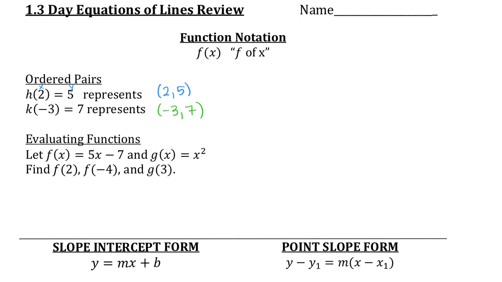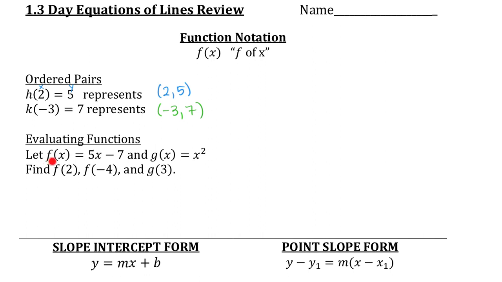Now, why might we use this instead of this? Well, maybe there's two different equations. There's two different lines. So this h of 2 equals 5 tells me that the 2, 5 is on the h line, and the negative 3, 7 is on the k line. So it helps us keep track when there is more than one thing going on.